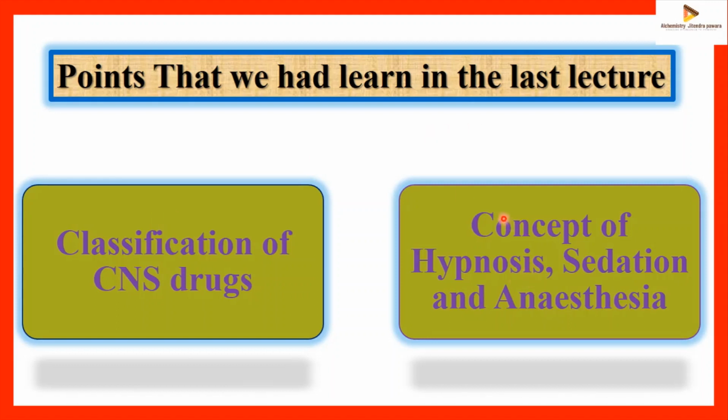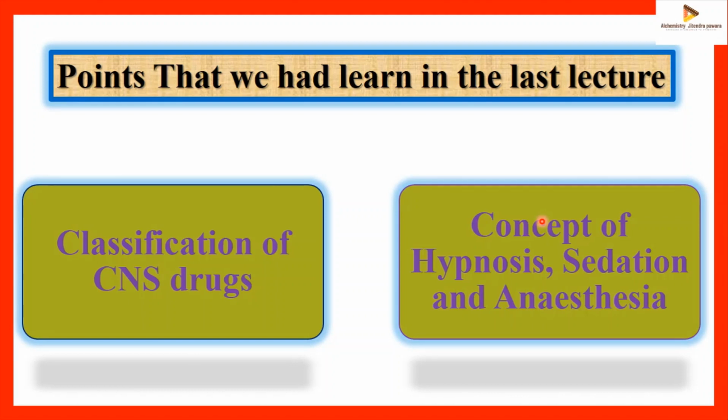One more important point we learned in the last lecture is the concept of hypnosis, sedation, and anesthesia. Sedation and hypnosis are closely related terms, which means the different extent to which the CNS is depressed. A hypnotic is a drug which produces sleep resembling natural sleep, while a sedative is a drug which produces mild depression, calms anxiety without causing drowsiness or impaired performance.